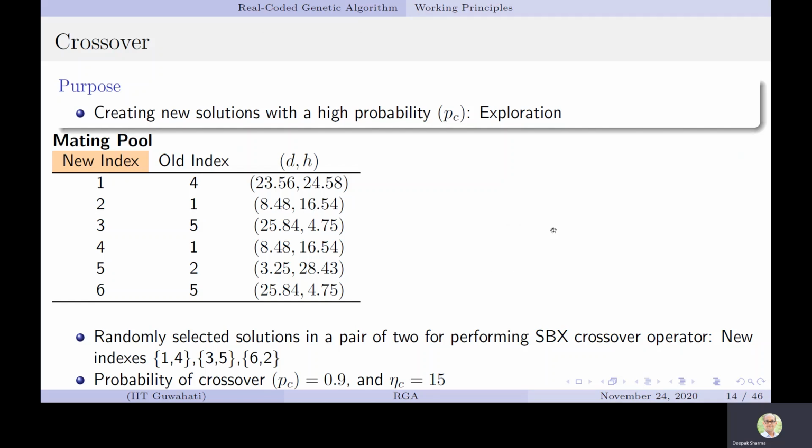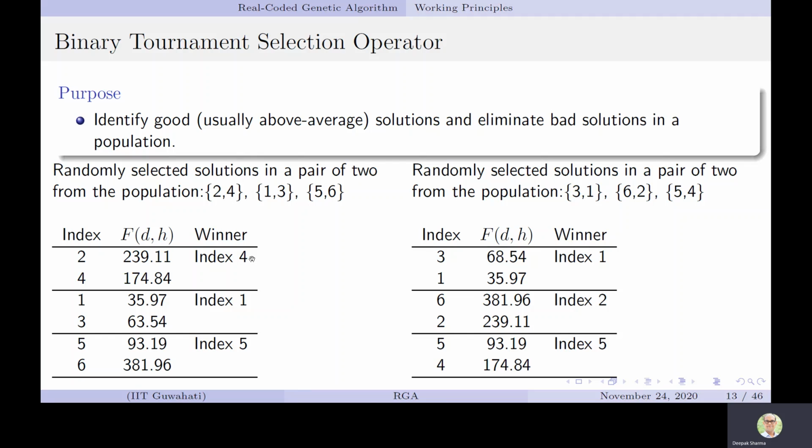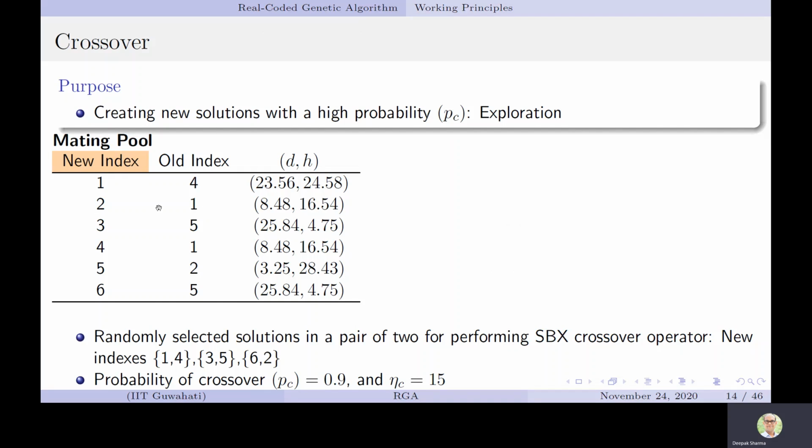Now we are moving ahead towards crossover. We performed selection, and now we will be performing crossover. We remember that the purpose of crossover is to create new solutions. Here we have this mating pool, which means we are including a new index. So 4, 1, 5, 1, 2, 5 are the solutions selected from the previous slide. As you can see, we have taken the same sequence, 4, 1, 5, 1, 2, 5. So we have arranged the solutions, and now we are giving them an index as 1, 2, 3, 4, 5, and 6.